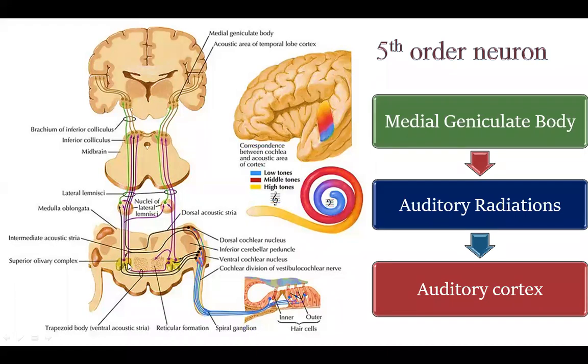From the superior olivary complex, trapezoid body and the lateral lemniscus, they all terminate in the inferior colliculus. That is the third order neuron. The fourth order neuron arises from the inferior colliculus and ends in the medial geniculate body. And the fifth order neuron is from the medial geniculate body, the auditory radiations to the auditory cortex.